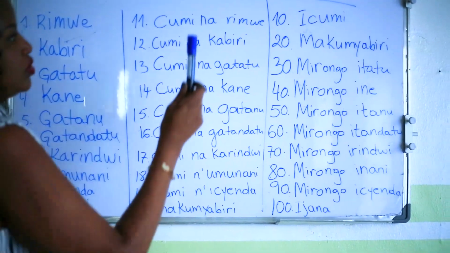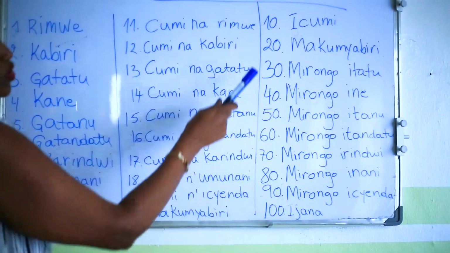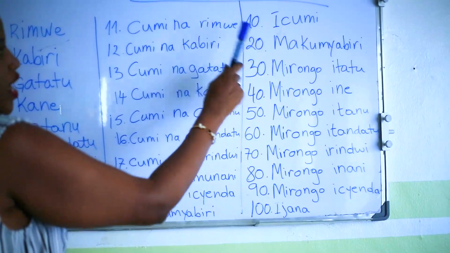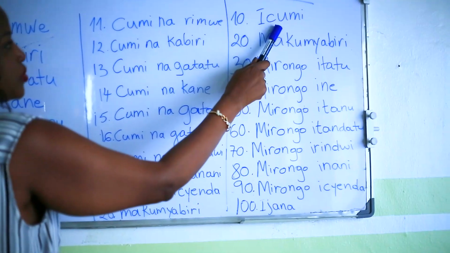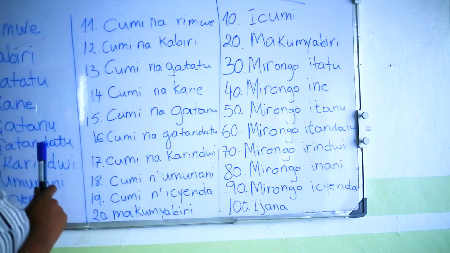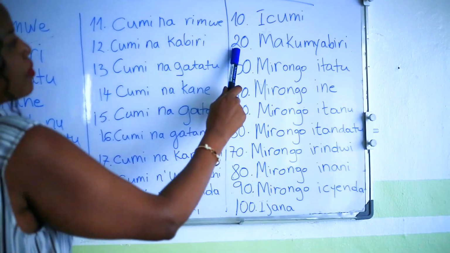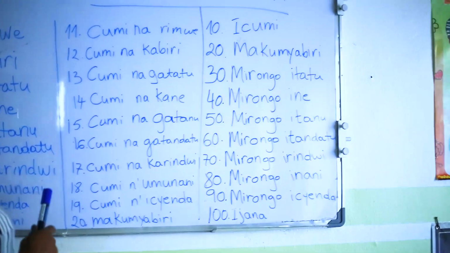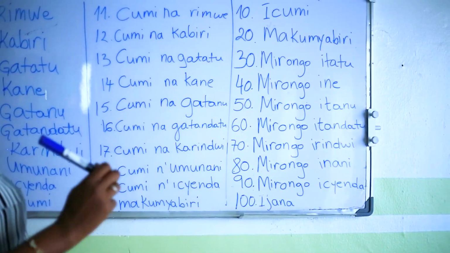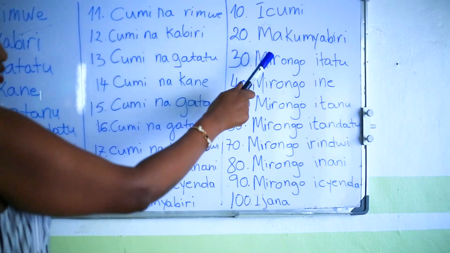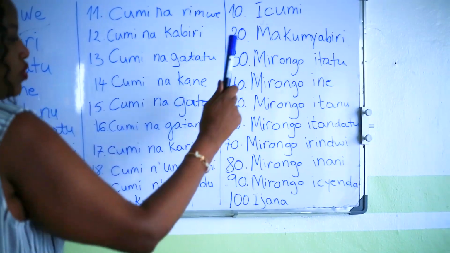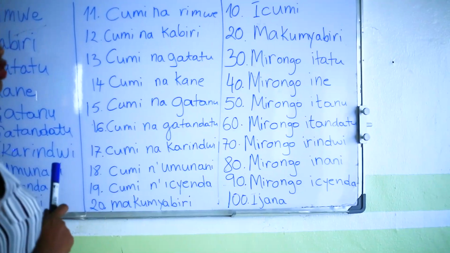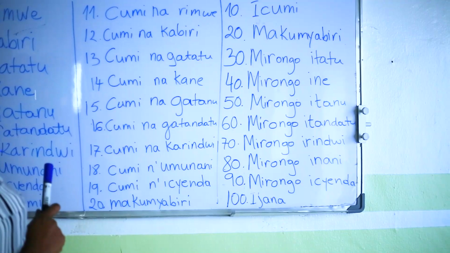And then we go from the 10 to 100. I want to put all the 10s together so you can see the difference. The first two are different. We have ichumi. Ichumi, that's 10. You have seen it before. Makumyabiri, 20. You see, those two are different. But when you start from 30 to 90, there is a pattern. There will be mirongo, and then put the number. Mirongo itatu, those are two words. That's how it's supposed to be.